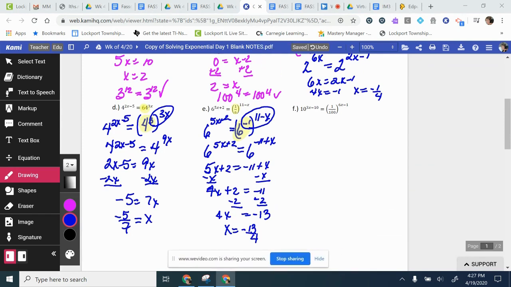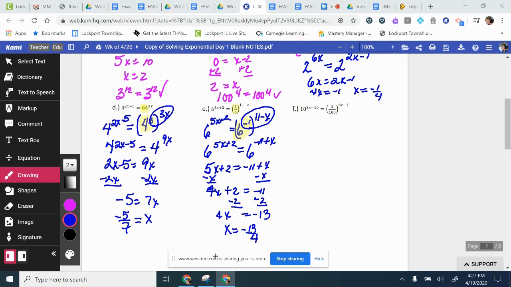And I'm not concerned that I'm getting a negative value for x because we know the domain of an exponential function is all real numbers. So we can have negatives, we can have fractions, we can have a zero, we can have positive numbers because we don't have any restriction in our domain for an exponential function.